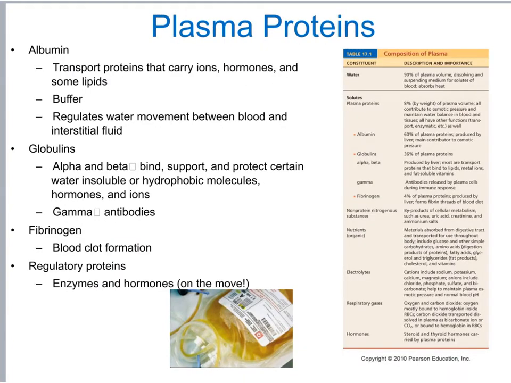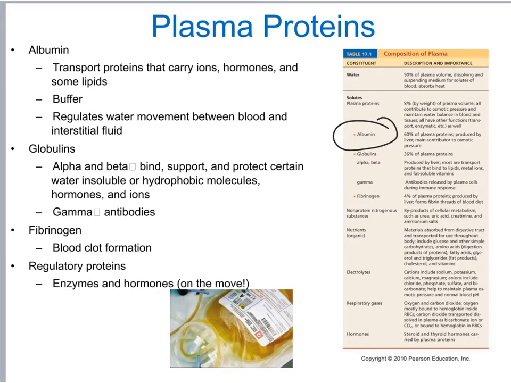So let's talk about plasma first. Again, it's kind of a light yellow or straw colored fluid, mostly water, but it does contain over 100 different dissolved solutes, like those nutrients, gases, hormones, wastes, and electrolytes, all of the things I've already mentioned. Let's talk primarily about how it has some very specific plasma proteins, and we'll just mention the most abundant ones. So the most abundant one is albumin. And albumin, if you look on this table over here, here's albumin.